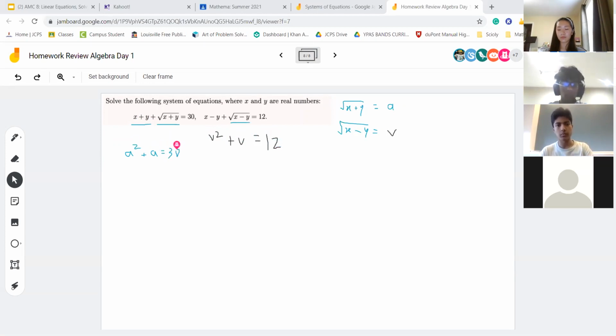Does everybody understand what me and Gopal did here? Since we have the square root of X plus Y equals A, X plus Y plus the square root of X plus Y equals A squared plus A equals 30, right? Does everybody get that part? Yes.